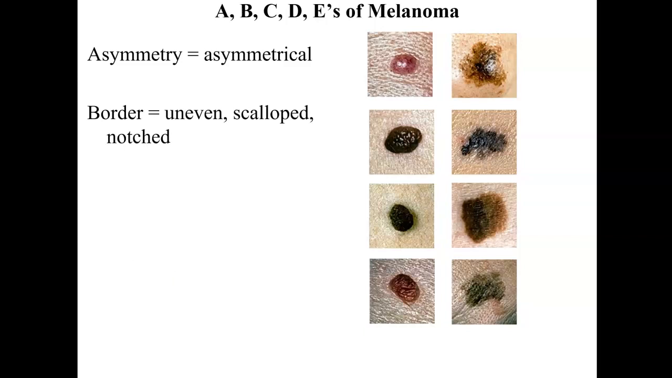B is going to be border. If the border is nice and round and smooth, then that one is going to be okay. If it is uneven and scalloped and notched, that one's going to be one that you want to get to the doctor and have it looked at right away.